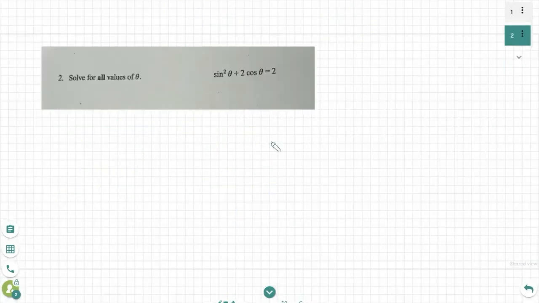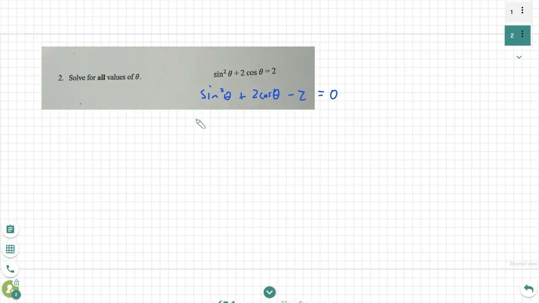Okay, so first you subtract 2 from both sides. And then you have sine squared theta plus 2 cosine theta minus 2 equals 0. Okay. And then from there, you can't factor anything out, right? But we also have a sine and a cosine.